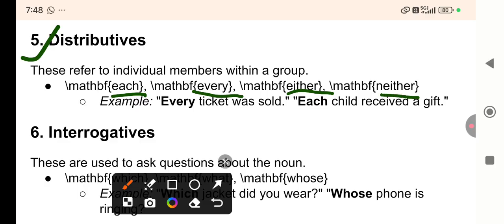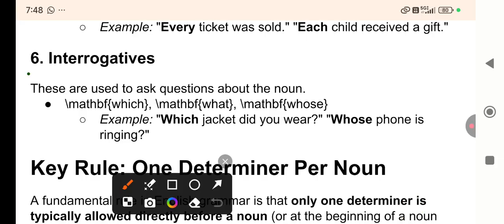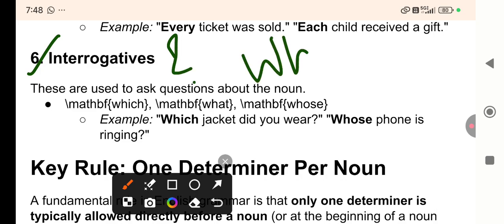These words show the distribution. So every ticket was sold, each child received a gift. So these are called determiners. Now last one, interrogatives. Interrogatives are questions. All WH words. There are 9 WH words which are called question words. Right? So what are they?